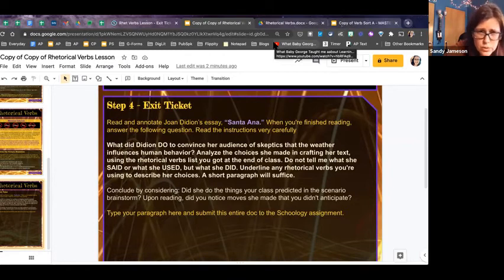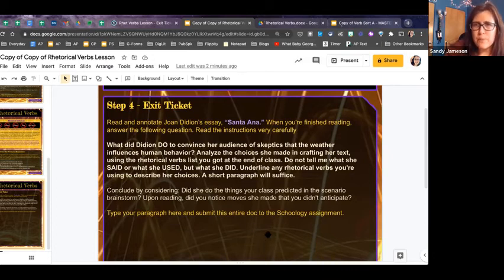All right, using those rhetorical verbs is the point of this assignment. I want you to underline any rhetorical verbs you're using to describe her choices. And I'm only looking for a short paragraph here, okay? Not anything gigantic, just a short paragraph describing what Joan Didion did as she crafted this essay. How did she convince her audience? I want you to end your paragraph with just a statement on this.